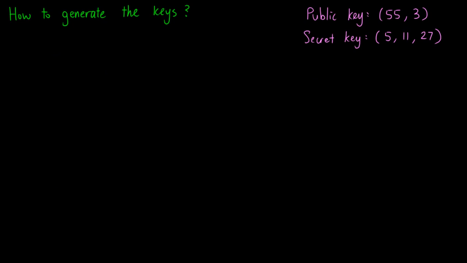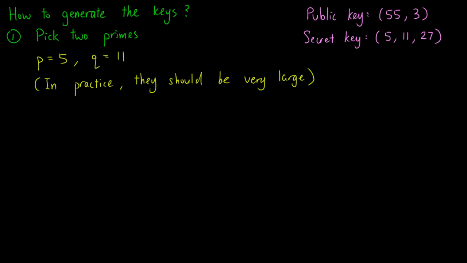After seeing the process of encryption and decryption, let's talk about how to generate the keys. As the first step, we need to pick two primes. Here, I pick p equals 5 and q equals 11 to get the public key in the previous example. In practice, these prime numbers should be super large, say greater than 2 to the 500. Secondly, we compute the product of these two primes, which we call n. So in this case, n equals 5 times 11, which is 55. And we have the first number in the public key.